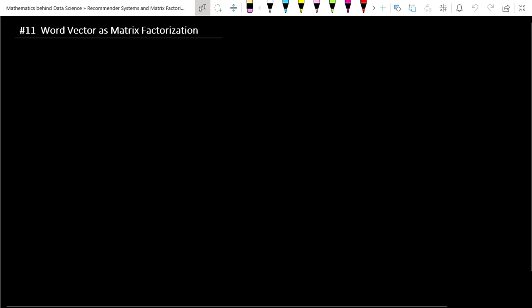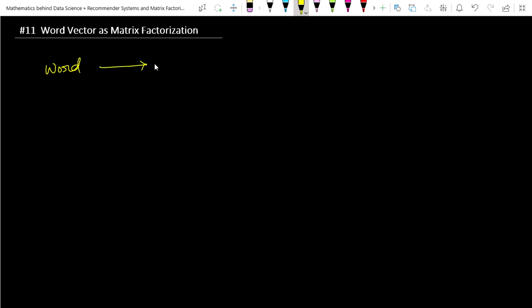Now let's see how to convert text data to a vector by simply using matrix factorization. Let's see it step by step. So the job that we have to do: we have a word, and we have to convert this word into a vector.